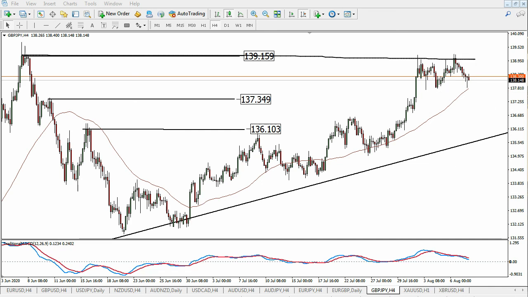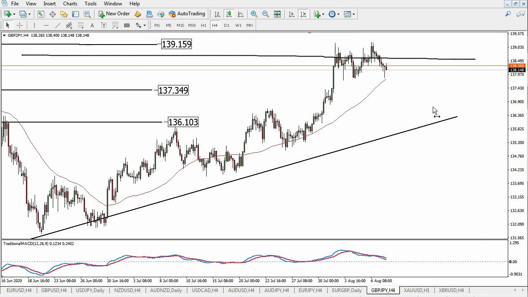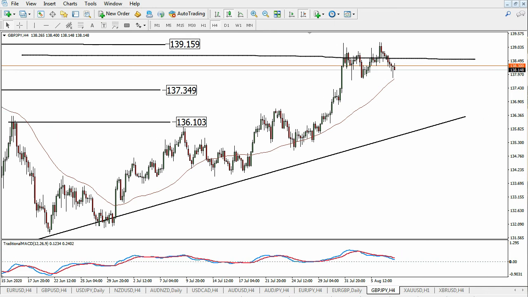So the next move of pound yen is still a downside move. So all my view about the pound yen is a downside move.